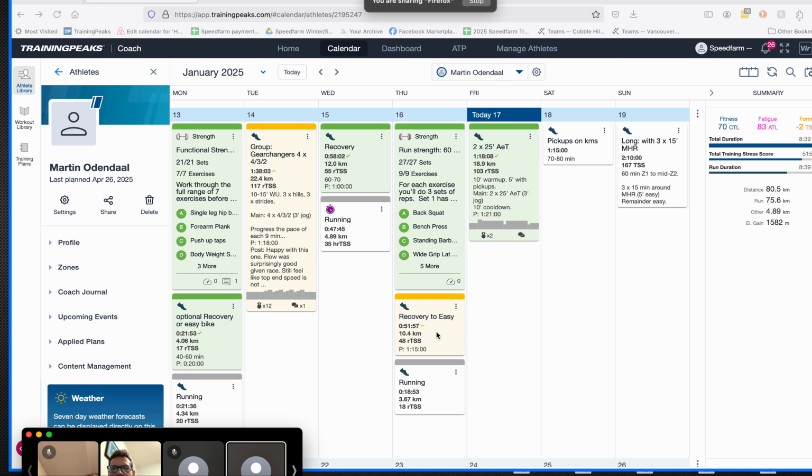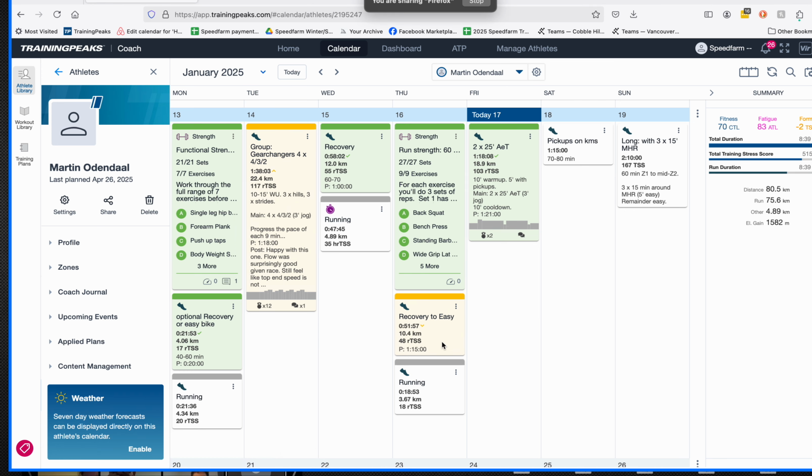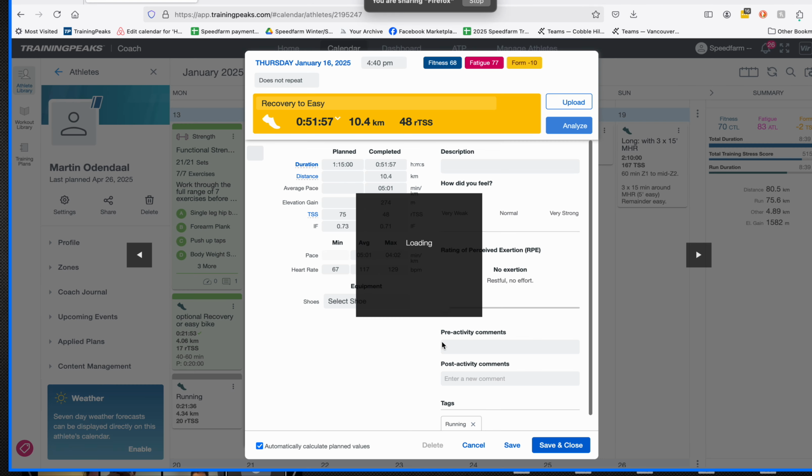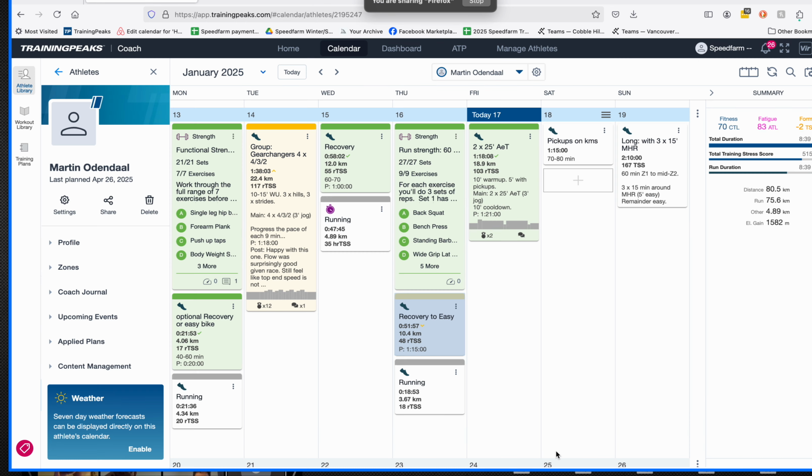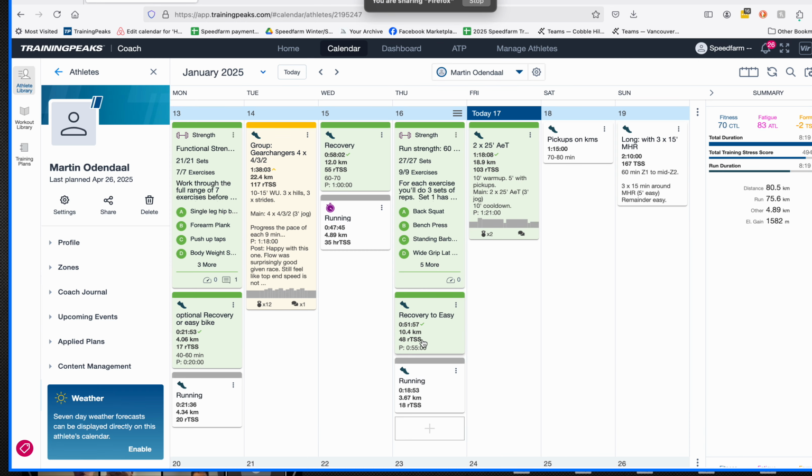This brings up one functionality you may not have noticed, which is you can go in to workouts after they're completed and adjust the planned duration if you like, just so you get green boxes if you deserve them. So in Martin's case, we could double click on this recovery to easy workout, and since he split it in 2, we could call this a 55-minute workout, save and close, and now he's got a green box on that day.